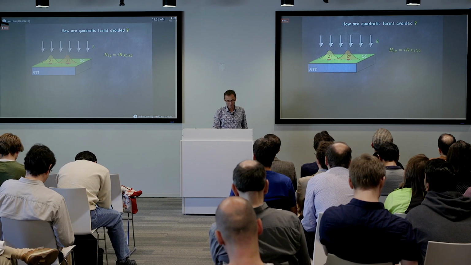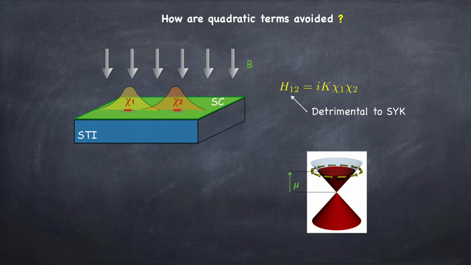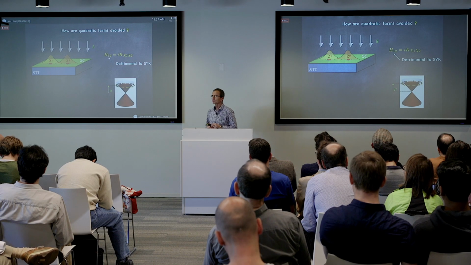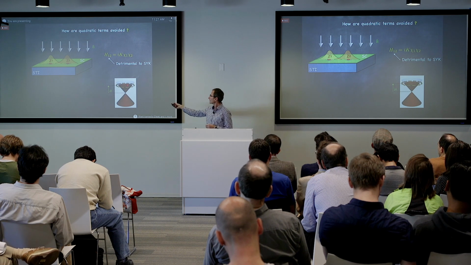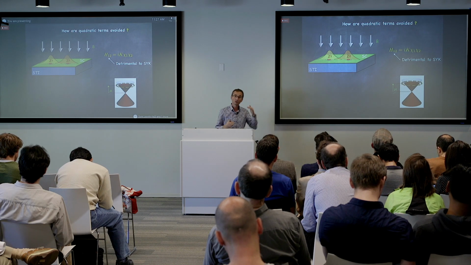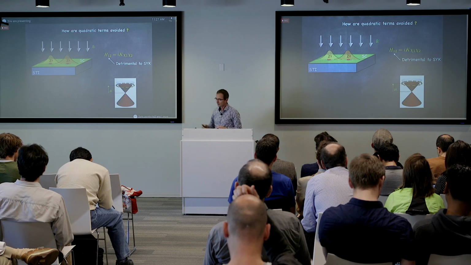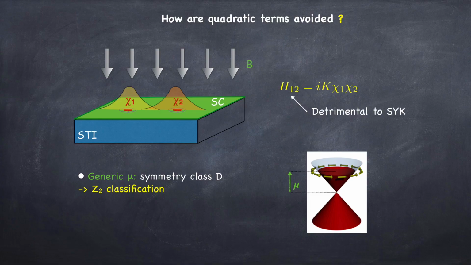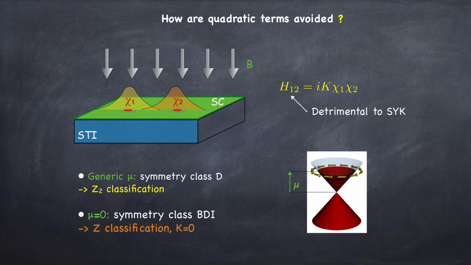And the way this can be prevented in this situation is by exploiting a symmetry. This model happens to have what one may call fictitious time reversal symmetry at a special point in parameter space. For those of you who know about topological insulators, if you tune the chemical potential of the surface state down to the neutrality point, where it coincides with the Dirac point of the surface state, then the system is more symmetric and it has different topological classification, which basically means, bottom line, that this term is prohibited by that symmetry.